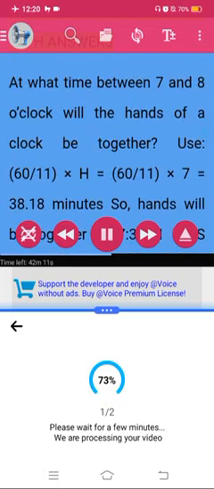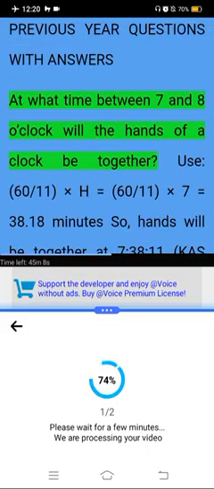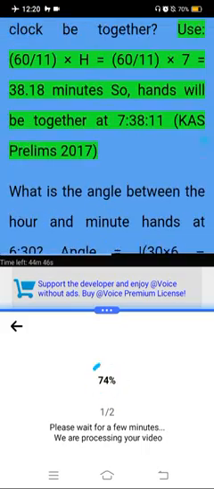Previous year questions with answers. At what time between 7 and 8 o'clock will the hands of a clock be together? Use 60/11 times h, which equals 60/11 times 7, which equals 38.18 minutes. So, hands will be together at 7 hours 38 minutes and 11 seconds.